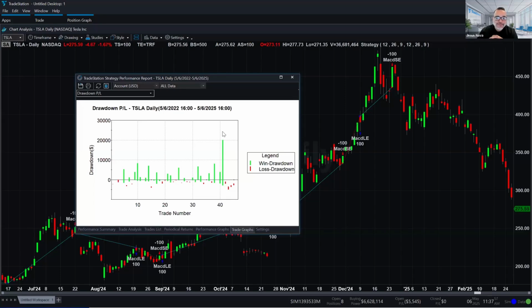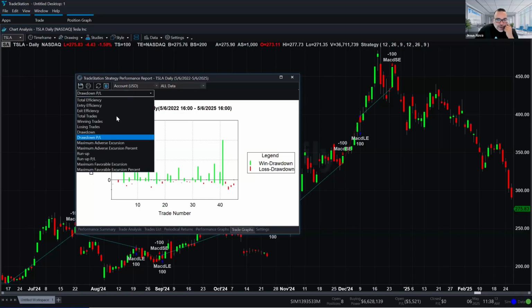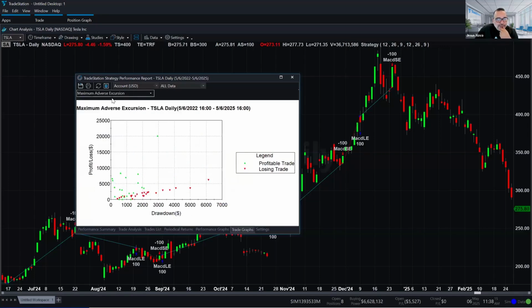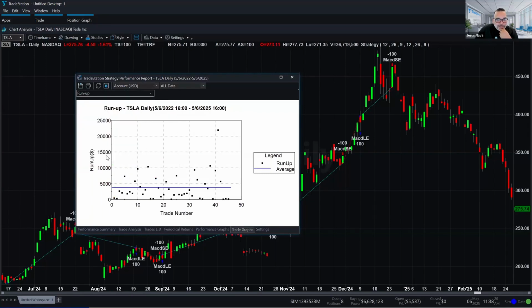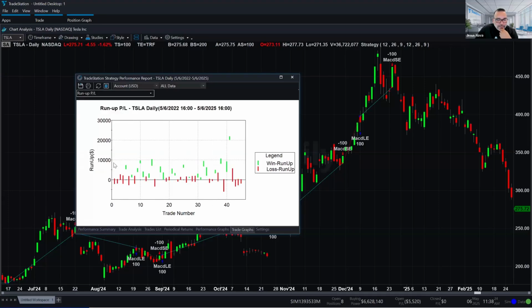How far did the price have to move in order for you to reach that profit or that loss? The losing trades are not as big, but this is just measuring drawdown. Is there another one? There's no other one. Oh, there's a run up. So you have run up, which is very similar, average, and run up P&L. This is the same concept, just letting you know what the run up has been on a winning trade and on a losing trade.